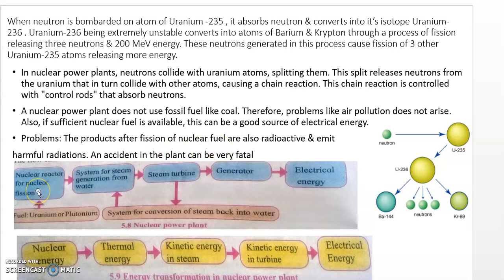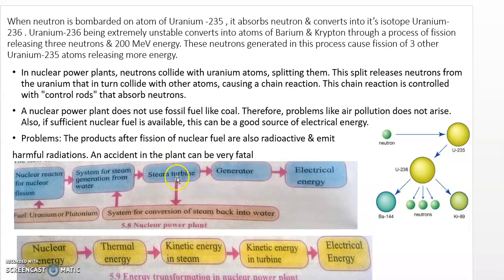So here is a flow chart. Nuclear reactor for nuclear fission. Nuclear fission will occur in the nuclear reactor, and then whatever heat is produced goes to a system for steam generation from the water. And then there is a steam turbine, which is connected to the generator, and then it produces electrical energy.